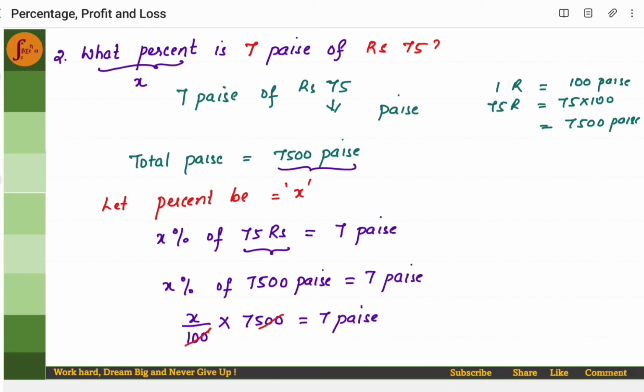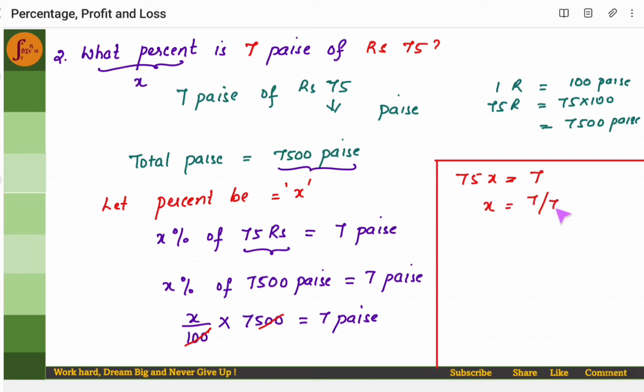75x is equal to 7. Therefore, x is equal to 7 by 75, that is, x is equal to 0.0933%. We assumed it to be x percent, and that x is 0.0933%.